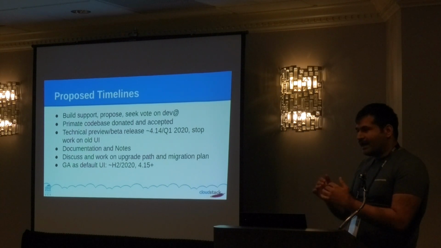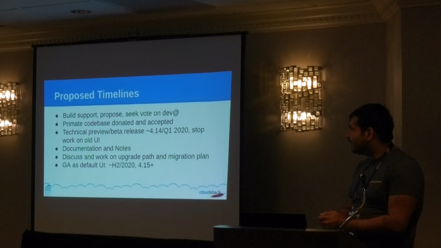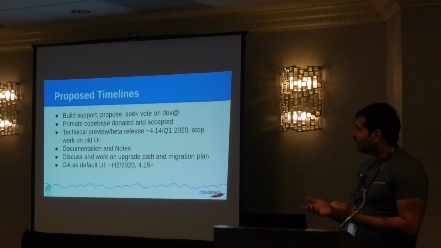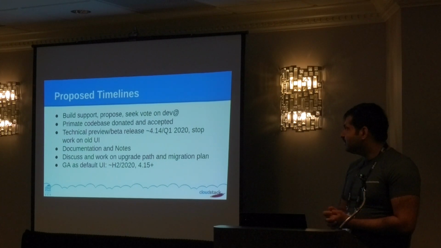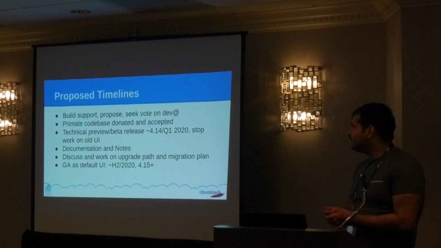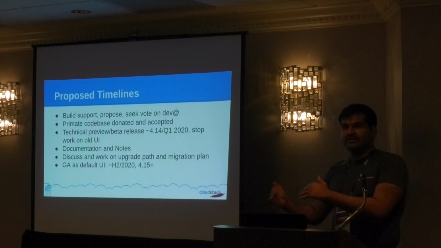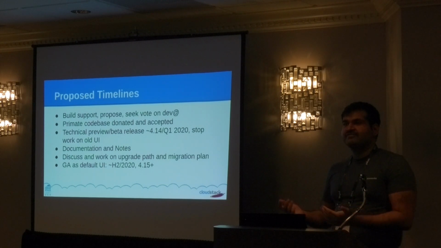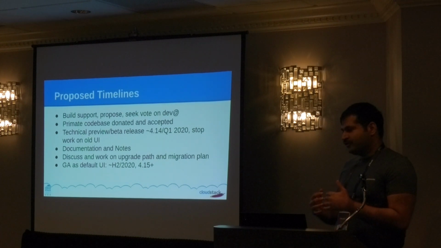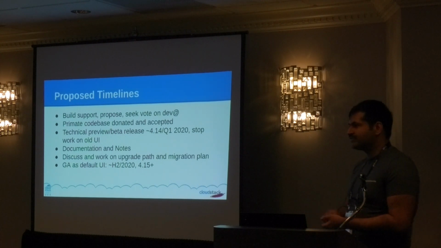When we reach a stage where the code base is good enough, we want to start a discussion about accepting this in the project. And the rough timeline would be that around, let's say, the first quarter of 2020, that is around and after 4.14, we reach a technical preview or a beta stage. That means the UI becomes more or less functional like the old one. We might still have some bugs, some missing features and whatnot. So we work on that, but we want to be able to reach that stage so we can give it out as a beta technical preview for the users to play with.